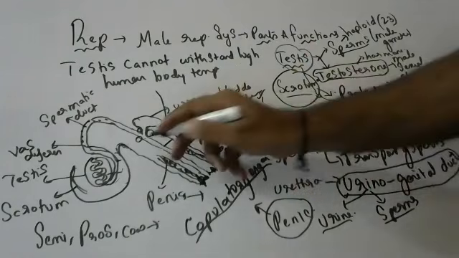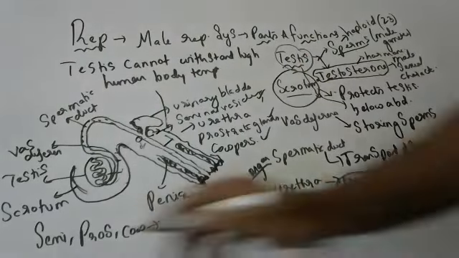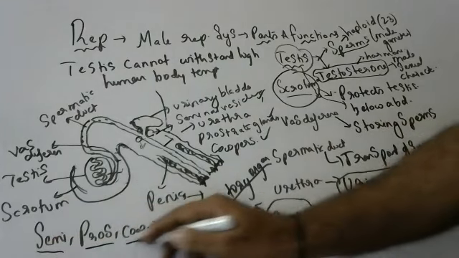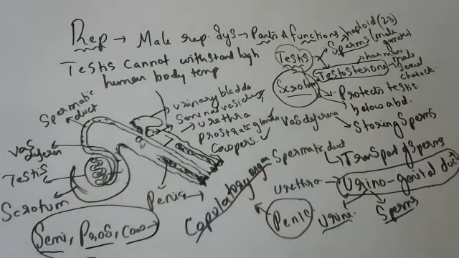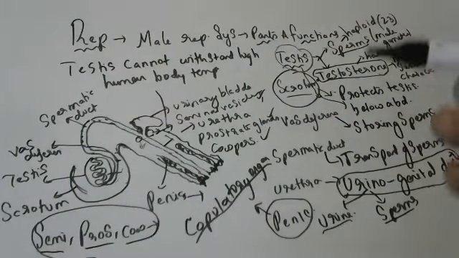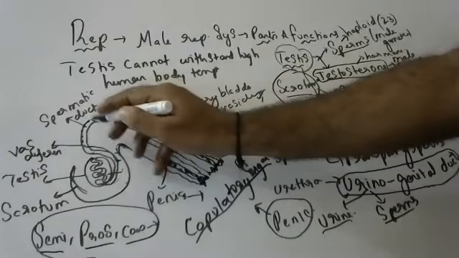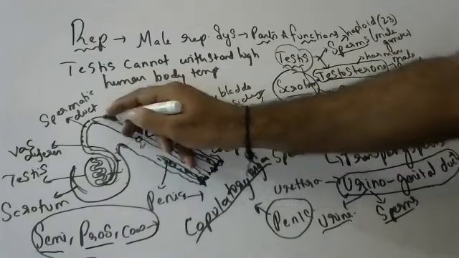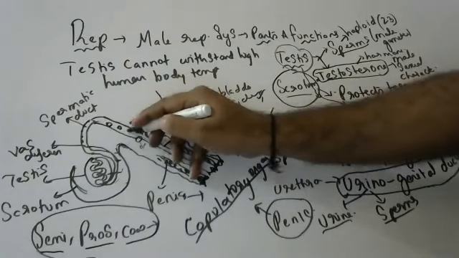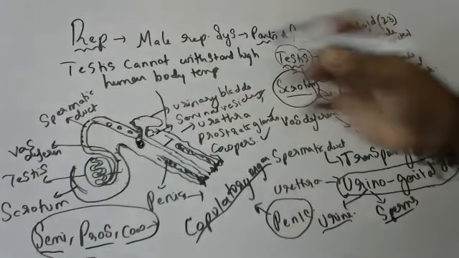Apart from this, we have seen three glands. What are the three glands? Seminal vesicles, prostate gland, Cowper's glands. What are their functions? Listen carefully. During sexual intercourse, when sperms are coming here, children, I'm drawing a little bigger so that you will understand, these three glands will add fluid to the sperms.